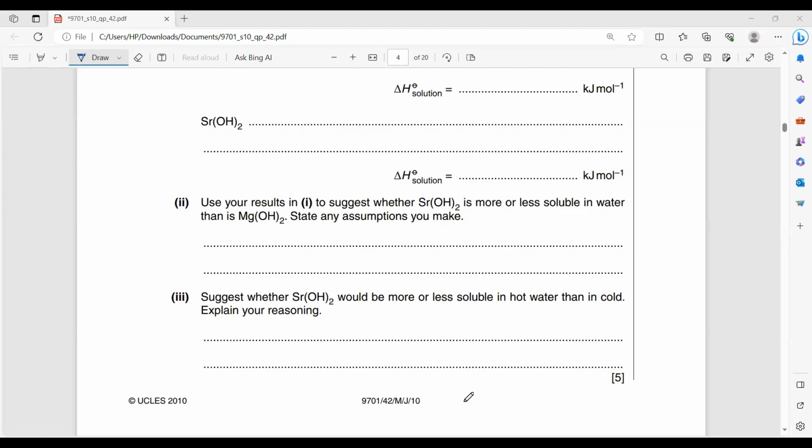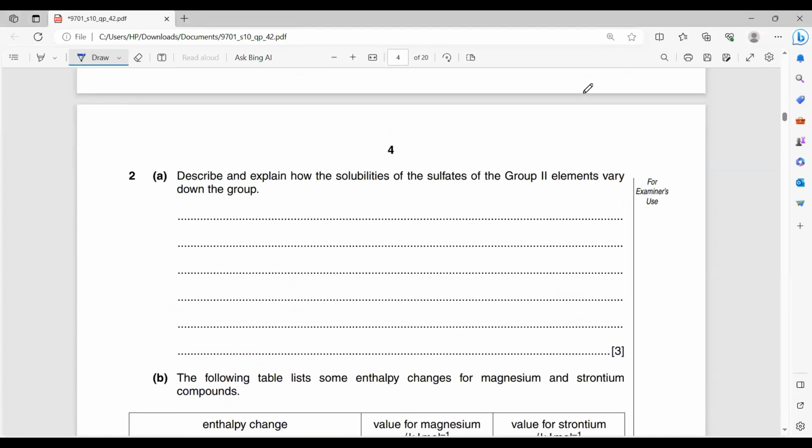Hi, today we shall be looking at one A-level question on lattice energy from your Paper 4, May-June 2010. The question reads: describe and explain how the solubility of the sulfates of the group 2 elements varies down the group.